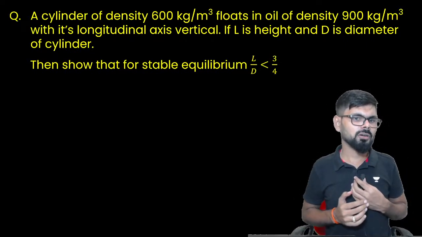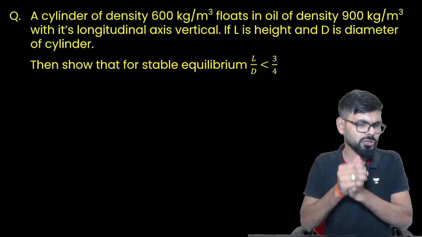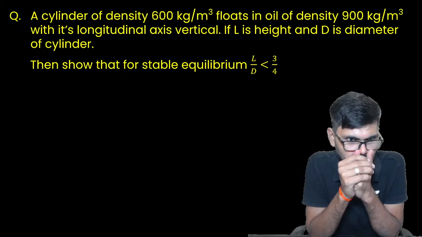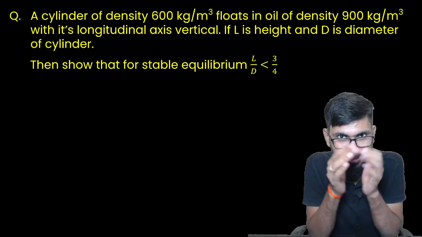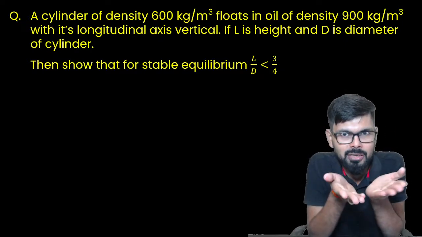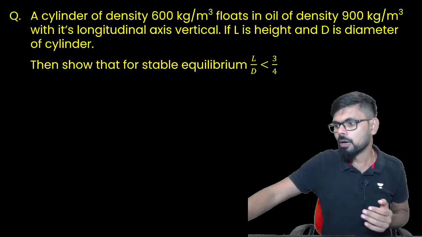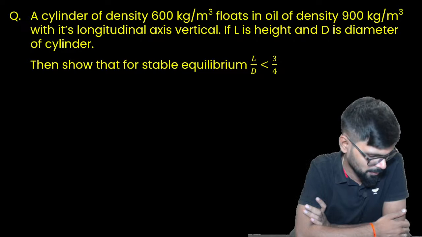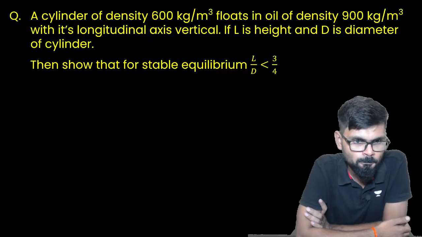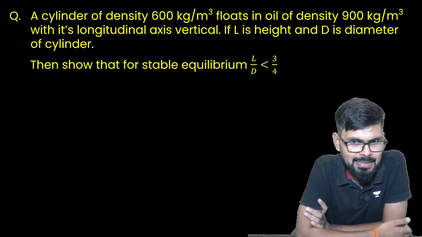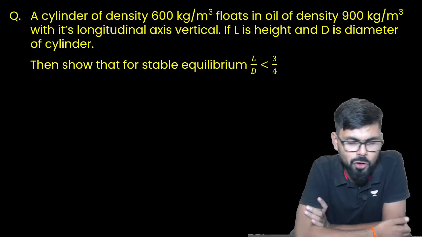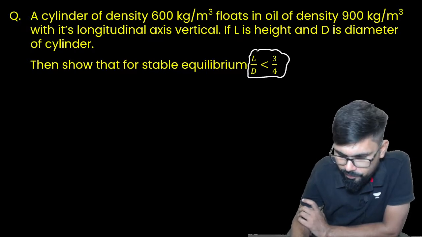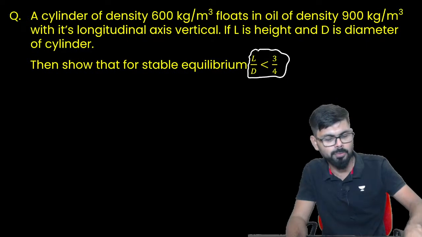A cylinder of density 600 kg per meter cube floats in an oil of density 900 kg per meter cube with the longitudinal axis as vertical. The longitudinal axis will obviously be vertical. Have you ever seen a container floating otherwise? It floats like this only, because that is the stable condition for it. If L is the height and D is the diameter of the cylinder, show that for stable equilibrium, this is the condition.